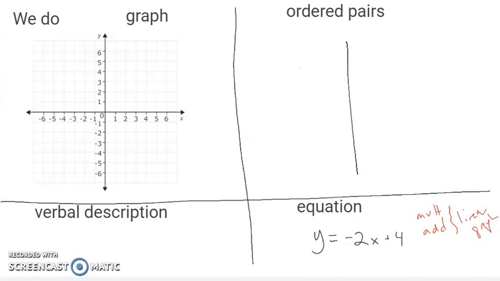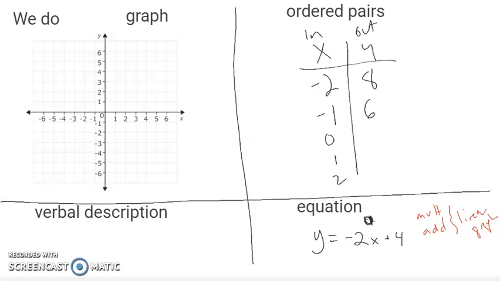All right, I'm going to do my typical ordered pairs. Input x, output y. A good start. That usually shows you enough of the graph to know what's going on. And here we go. -2 times -2 is 4, plus 4 is 8. -2 times -1 is 2, plus 4 is 6.